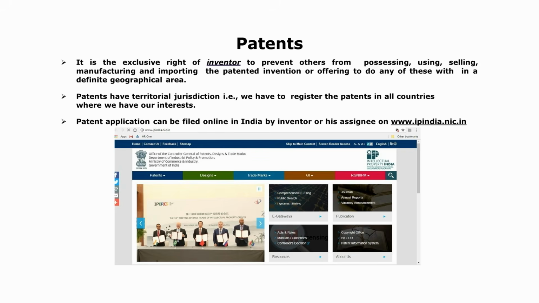More things about patents: it's the exclusive right of an inventor to prevent others from possessing, using, selling, manufacturing and importing the patented invention or offering to do any of these in a definite geographic area. The keyword here is geographic area. One thing we have to understand is patents have territorial jurisdiction. We have to register the patents in all countries where we have our interests.